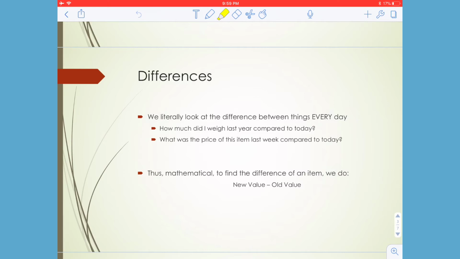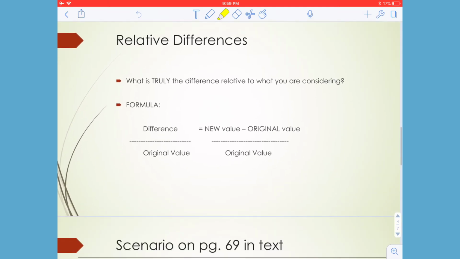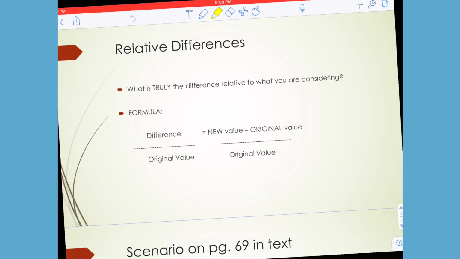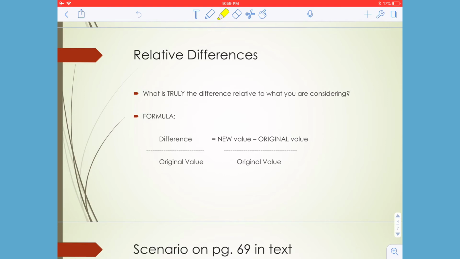So coming back to our slides, we literally look at the difference between things every day. How much did I weigh last year compared to today? What was the price of this item last week compared to the price today? So mathematically, to find the difference of an item, we do the new value minus the old value. But when we want to think about relative difference, what is truly the difference relative to what you're considering, you're going to utilize this new formula of difference over original value. Your difference is the same thing as saying the new value minus your original value, over your original value.